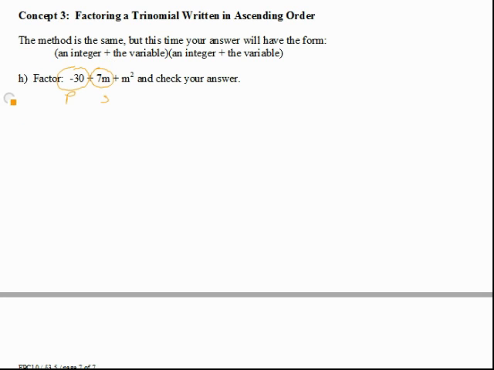Okay, so product equals negative 30, sum equals 7. So negative 1, 30, nope, negative 2, 15, nope, negative 3, 10. Oh yeah, that'll work. So I'm going to put my number first. So negative 3 plus m and 10 plus m.